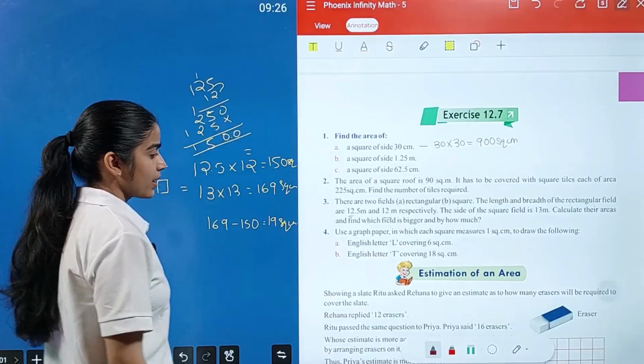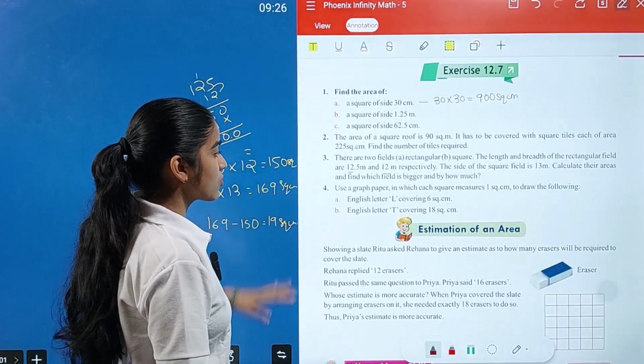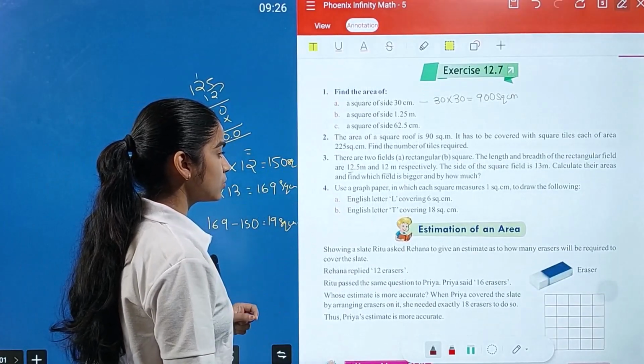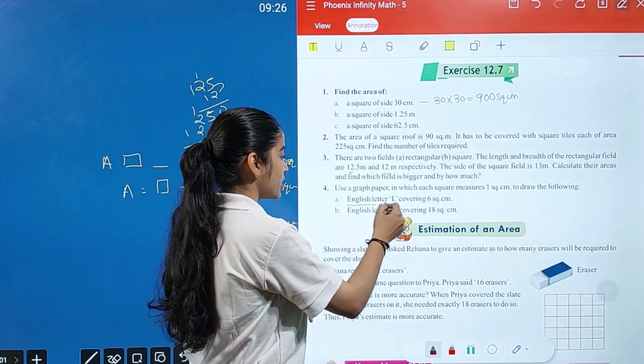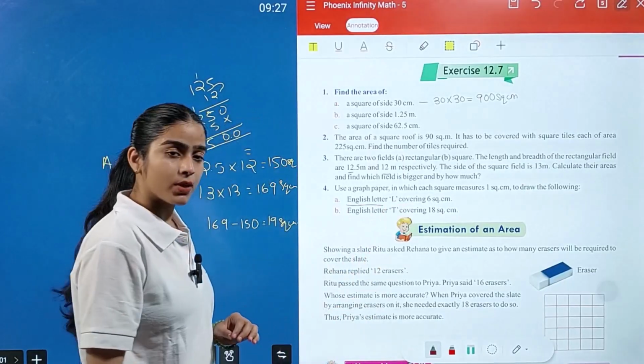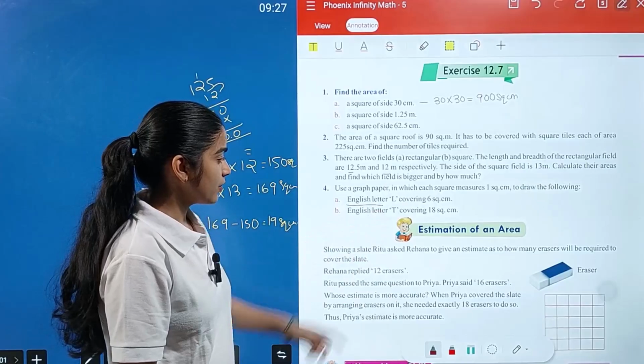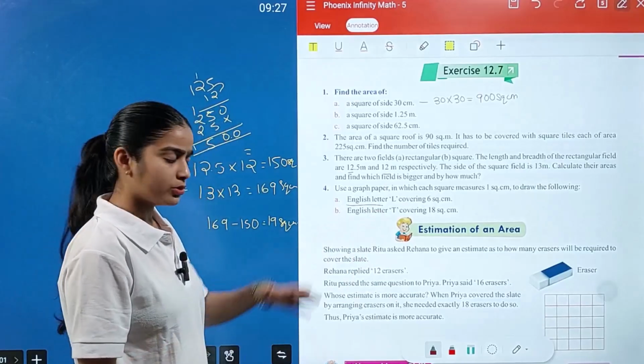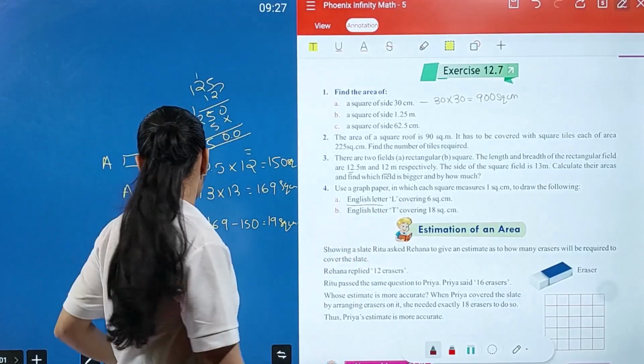Use a graph paper in which each square measures 1 square centimeter and draw the following. So you have to draw the English letter L covering 6 square centimeter and the English letter T covering 18 square centimeter, which we already did in our above section. So you can easily do that.